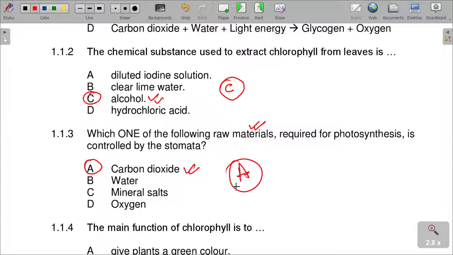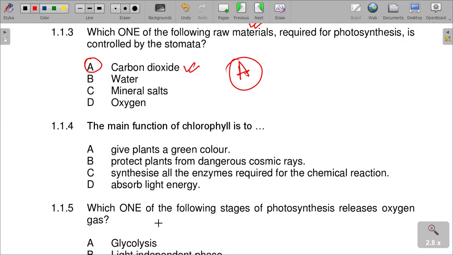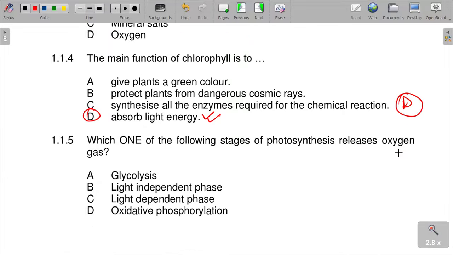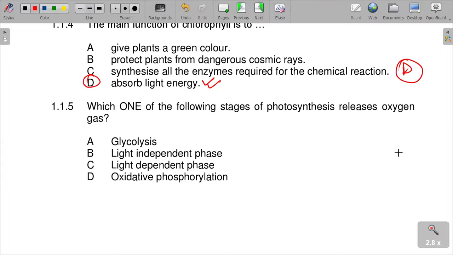Please note me right: if they say the end product, it's a product of photosynthesis, that is oxygen. The main function of chlorophyll is to dash. The main function of chlorophyll is to absorb light, sunlight. I'm sure that you know, and we can confirm together, that is why plants are green.